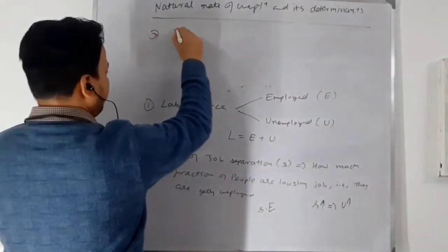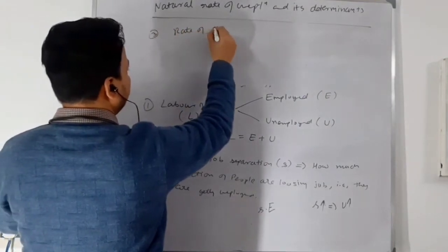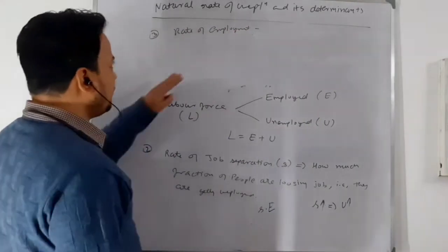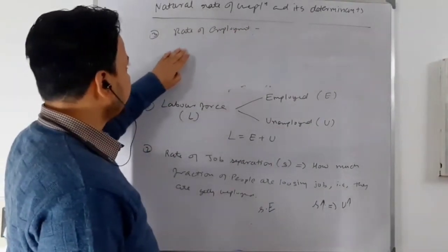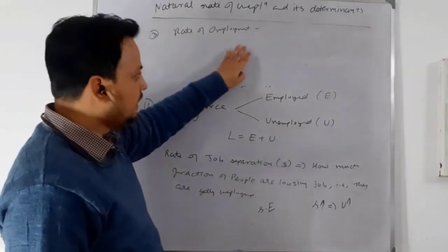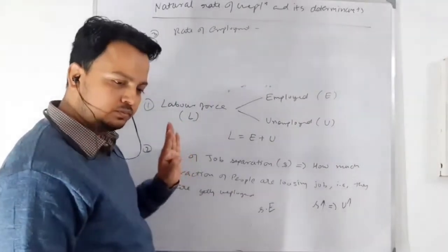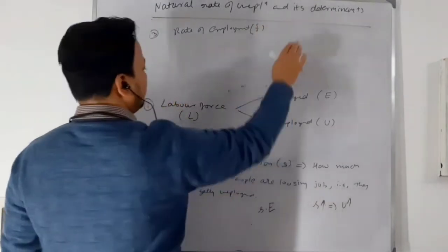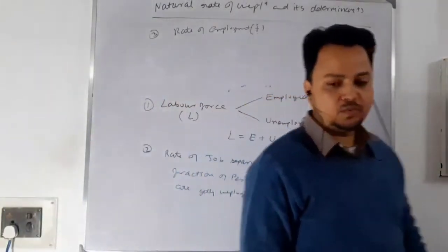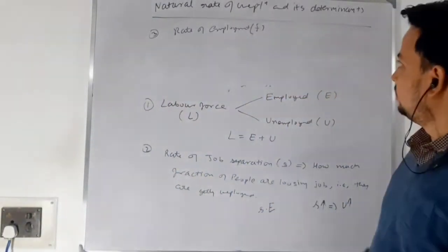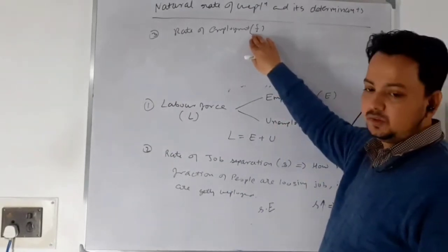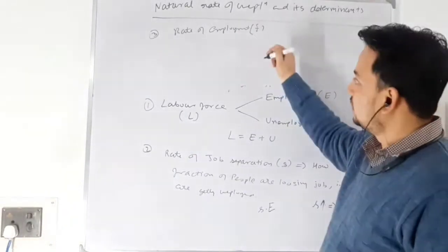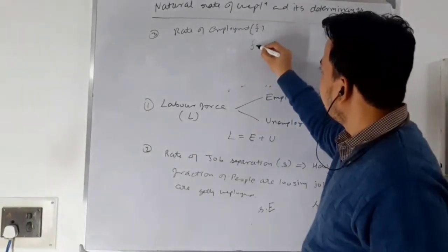Third thing, rate of employment. Rate of employment is defined as what fraction of unemployed people are getting a job. Let's denote this by F. Write down: how much fraction of unemployed people are getting a job. Rate of employment, or rate of job finding, is denoted by F, and the total number will be given by F into U.